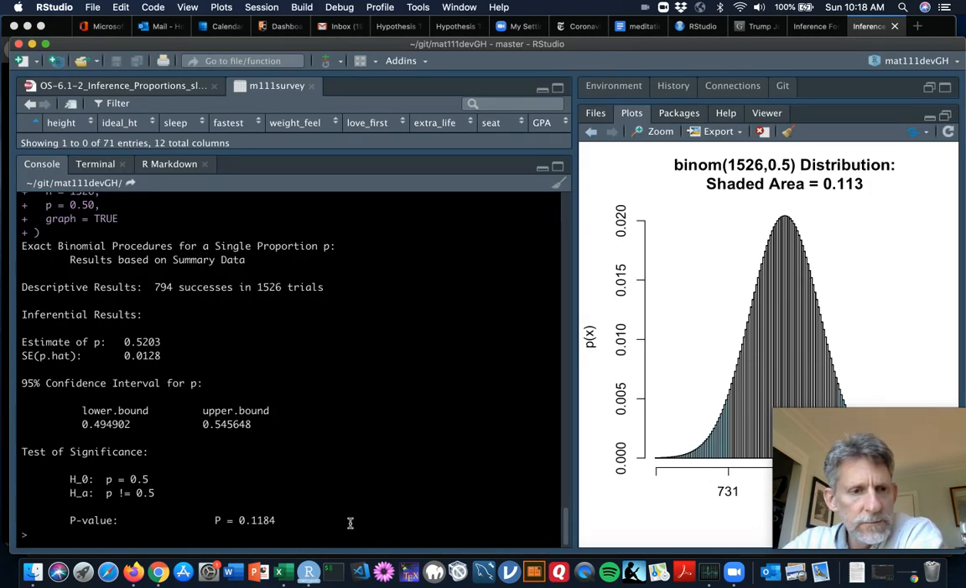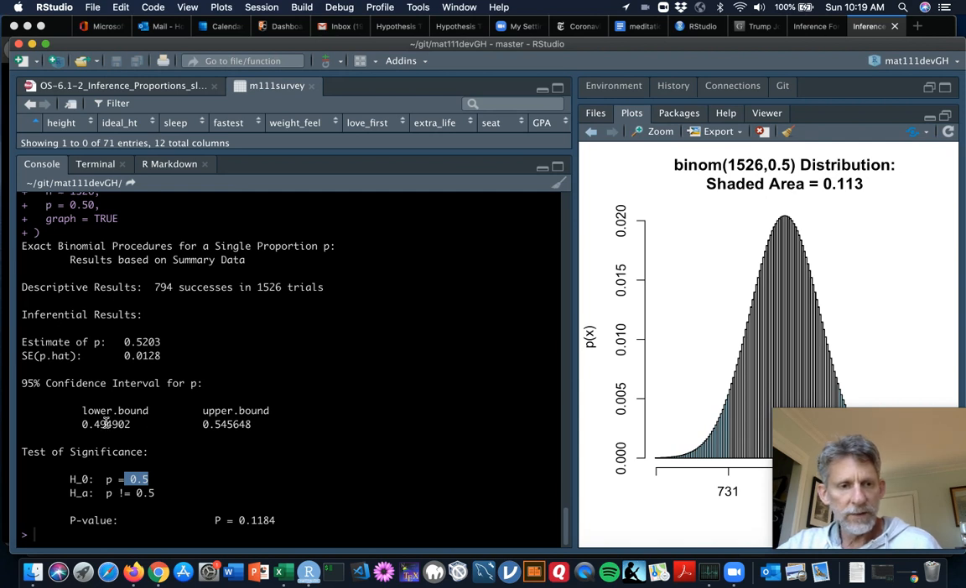So let's take a look. Here's our best guess. That's our sample proportion. Best guess at P, 52%. That guess could easily be off by 1.3% or so. The key is the confidence interval. It extends from 49.5% roughly to 54.5%. So the null value of 0.5 is inside that interval.